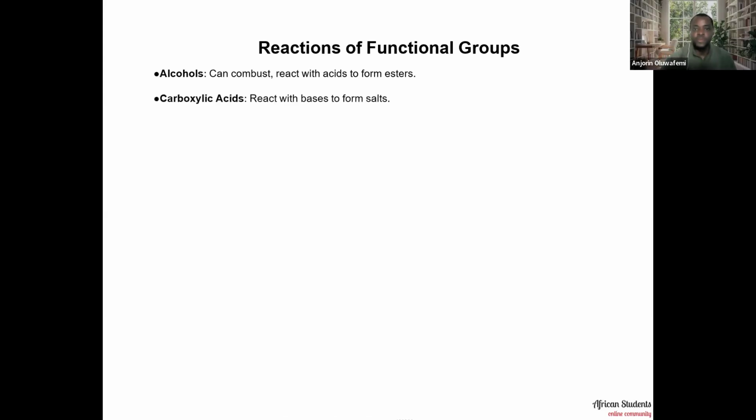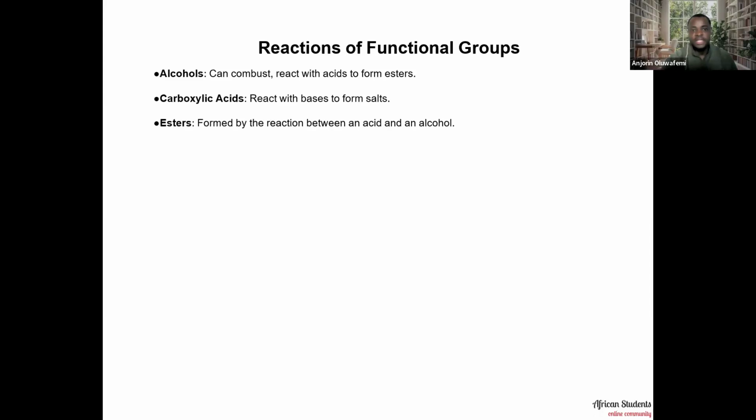Okay. So reactions of functional groups now is the next thing. Alcohols can combust, meaning that they can react with oxygen. They can react with acids to form esters, which we call esterification reaction. Carboxylic acid will react with base to form salts. Take, for instance, you can have ethanoic acid reacting with sodium hydroxide to give us sodium ethanoate, which is a kind of salt.